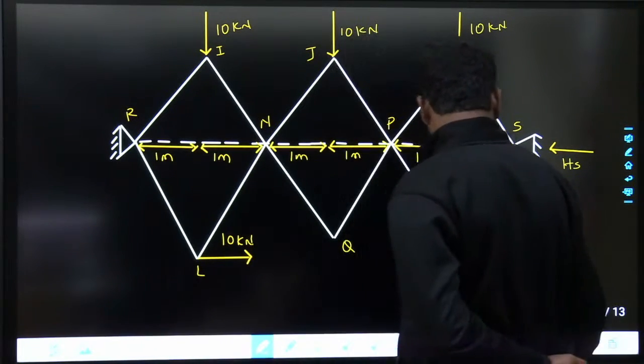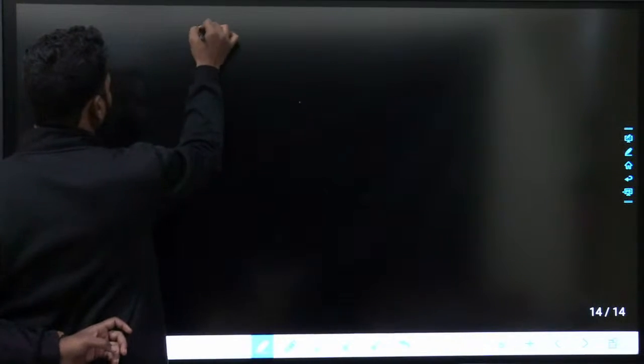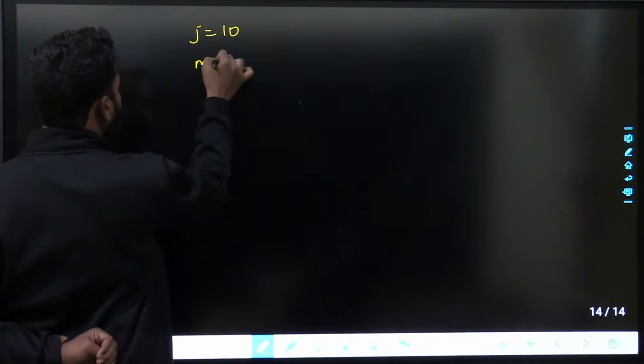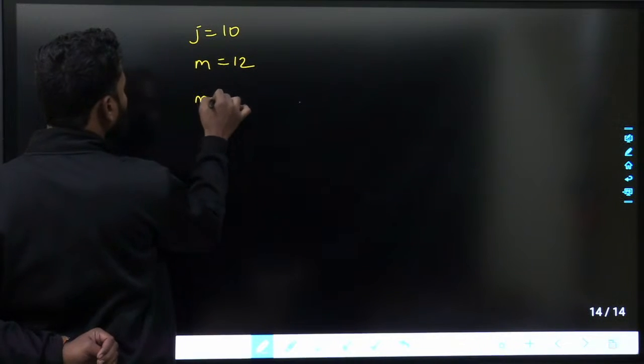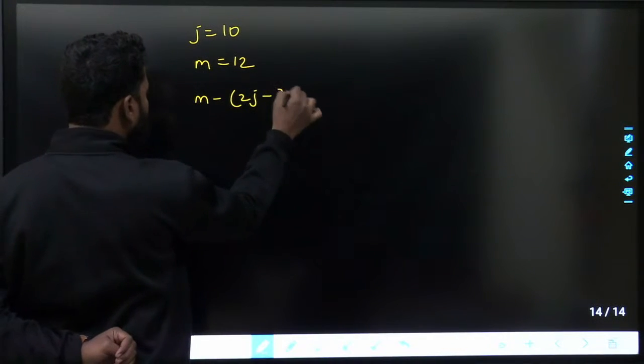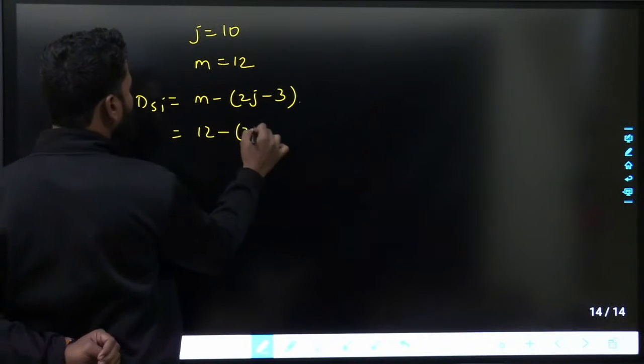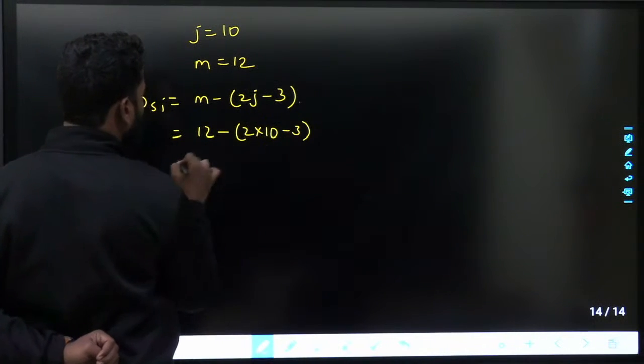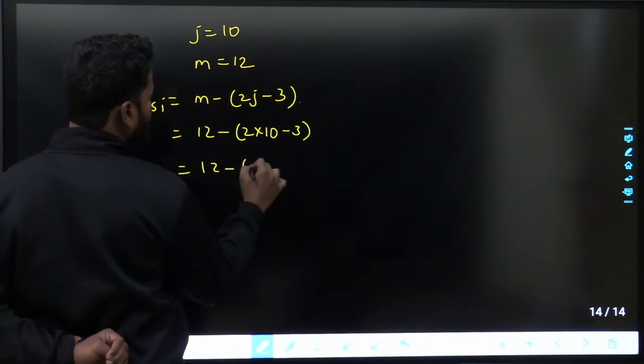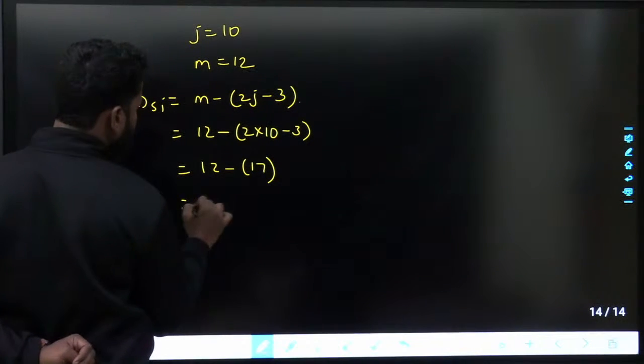Fine. So 12 members, 10 joints. Joints equals 10, members equals 12. So if you use m minus 2j minus 3 also for DSI, that is 12 minus 2 into 10 minus 3, that is 12 minus 20 minus 3, 17, that is minus 5.